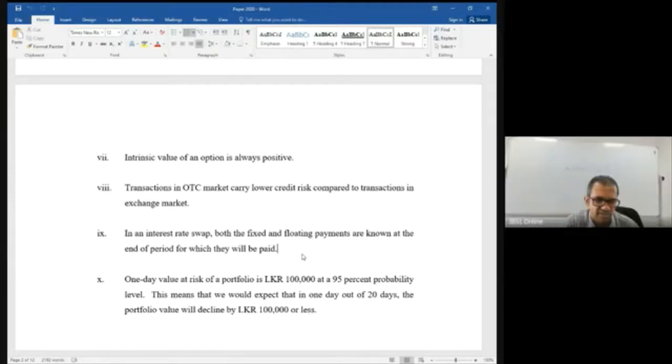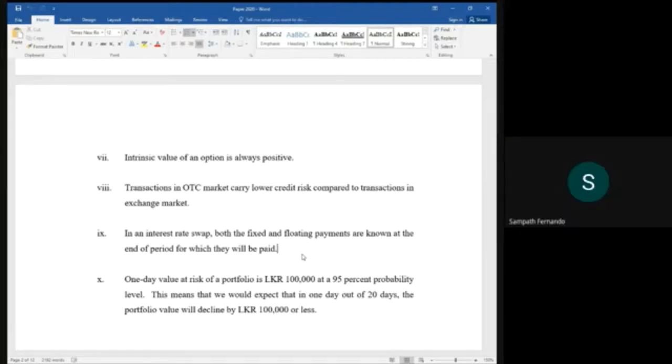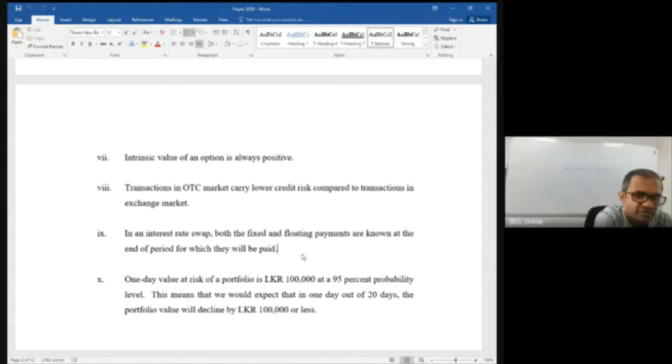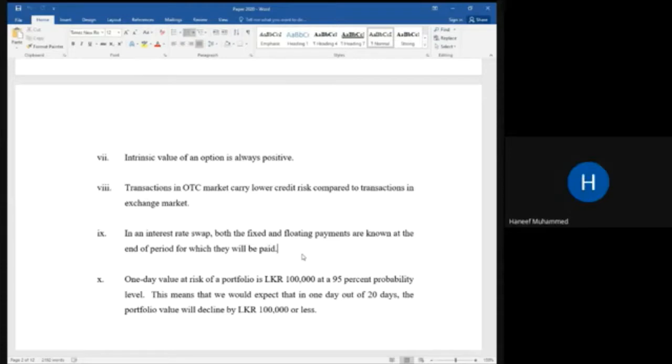Say it's a 6-month payment. When do you fix the floating rate? At the end of the 6-month period or at the beginning? At the beginning you fix it, but it is paid at the end. Whatever the difference is, it is paid at the end. So this is false. It's not at the end of the period; you know that at the beginning. Here it's asking not about the rate but about the amount. Whenever you know the rate, you know the amount. Yes, at the time we know the rate, we know the amount.